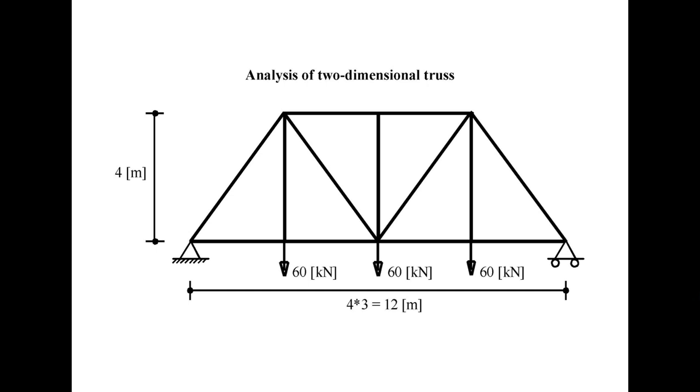Since a two-dimensional truss structure is considered a special case of plane frame problems, an example of a two-dimensional truss structure is selected to illustrate some features of ELPLA for analyzing the plane frame. Geometry of the truss and loads are shown. The truss consists of four equal spans with 3 meter width and 4 meter height.